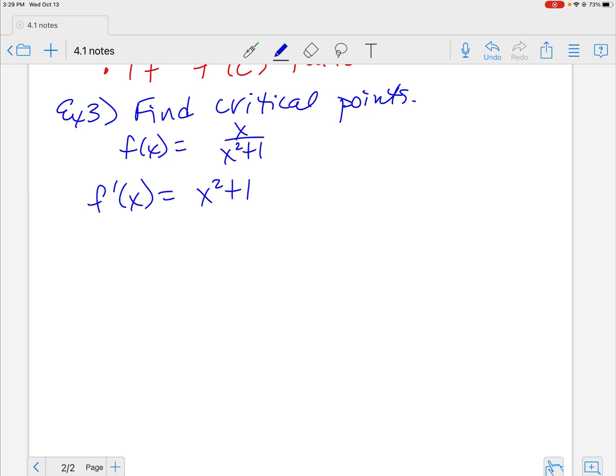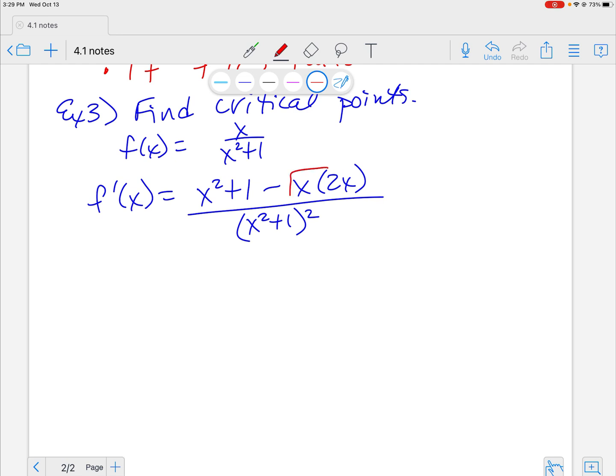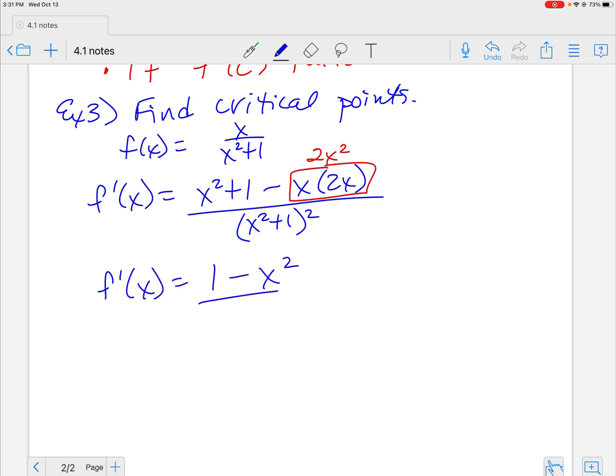So the derivative of the top times the bottom, because it's the quotient rule, minus the top times the derivative of the bottom, all over the denominator squared. Right? So plug this together. I know that this together is going to be that 2x squared. So I've got x squared minus 2x squared is going to be 1 minus x squared over x squared plus 1 squared, right? I am taking the derivative.